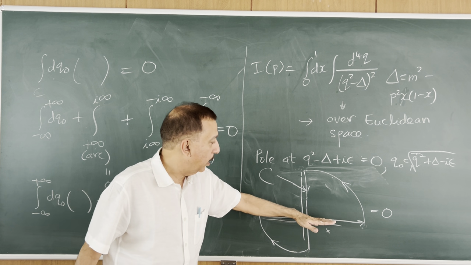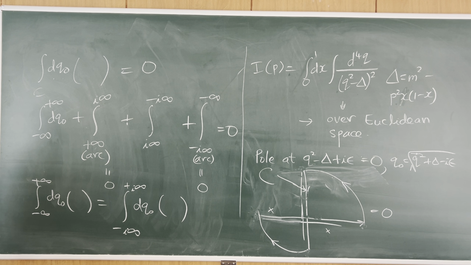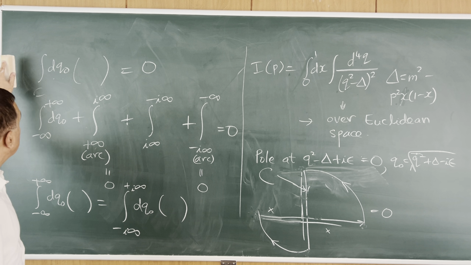And finally, you get an equivalence between this contour and that contour. And that's the statement of contour rotation. Okay, clear? Good. So let's apply it to that.